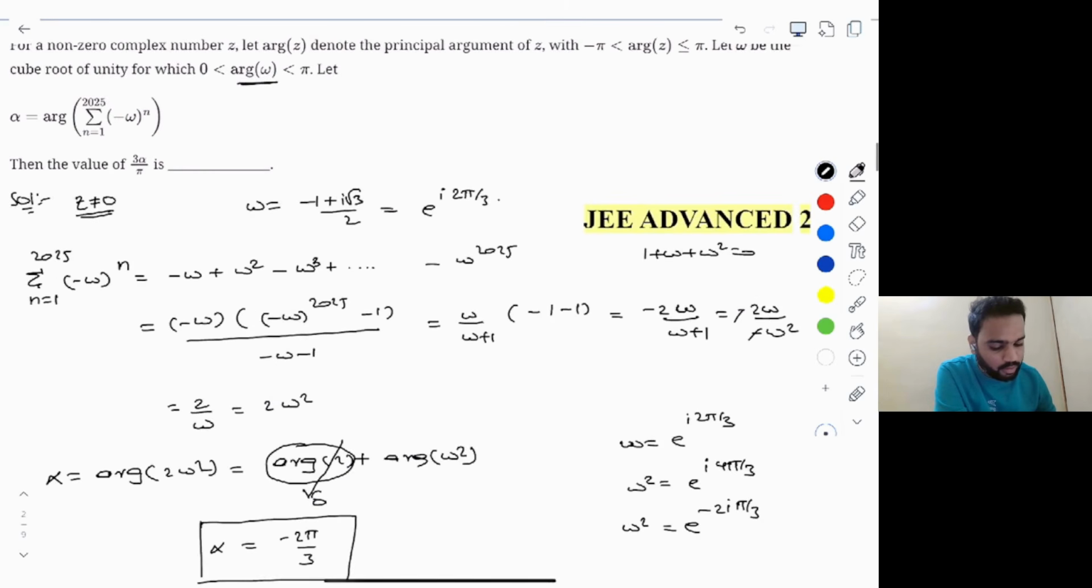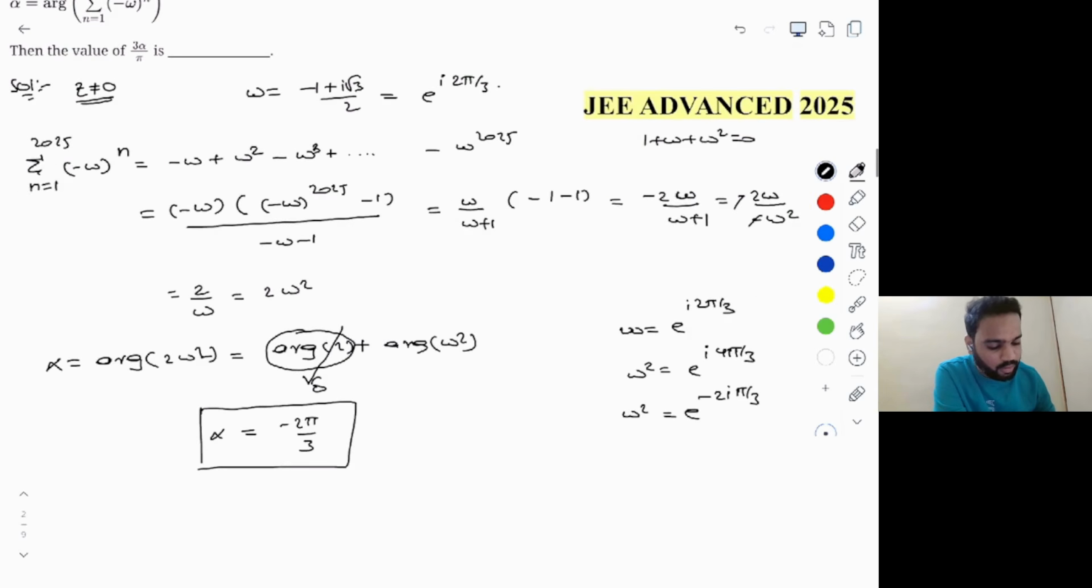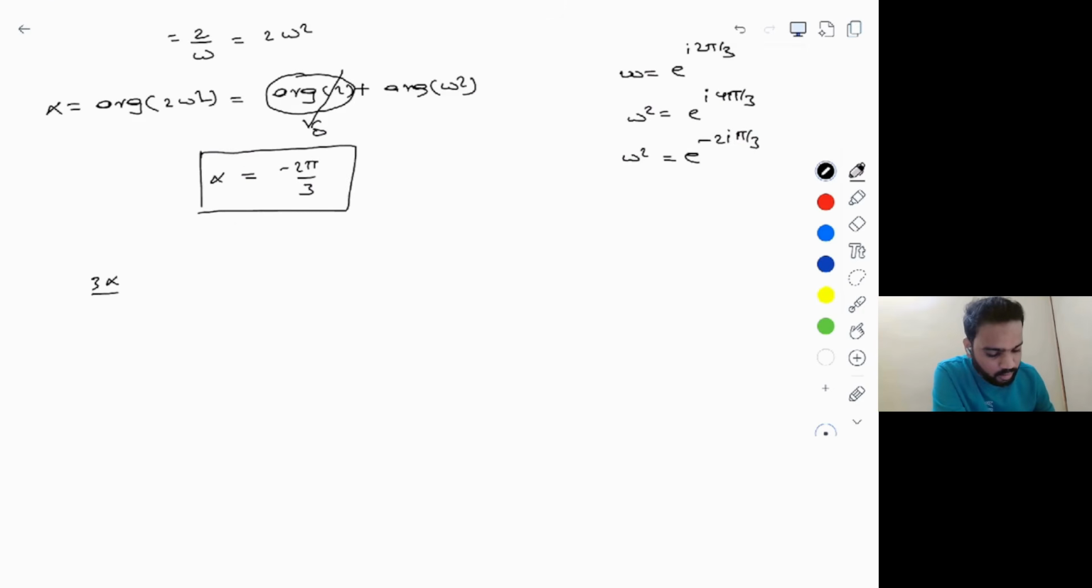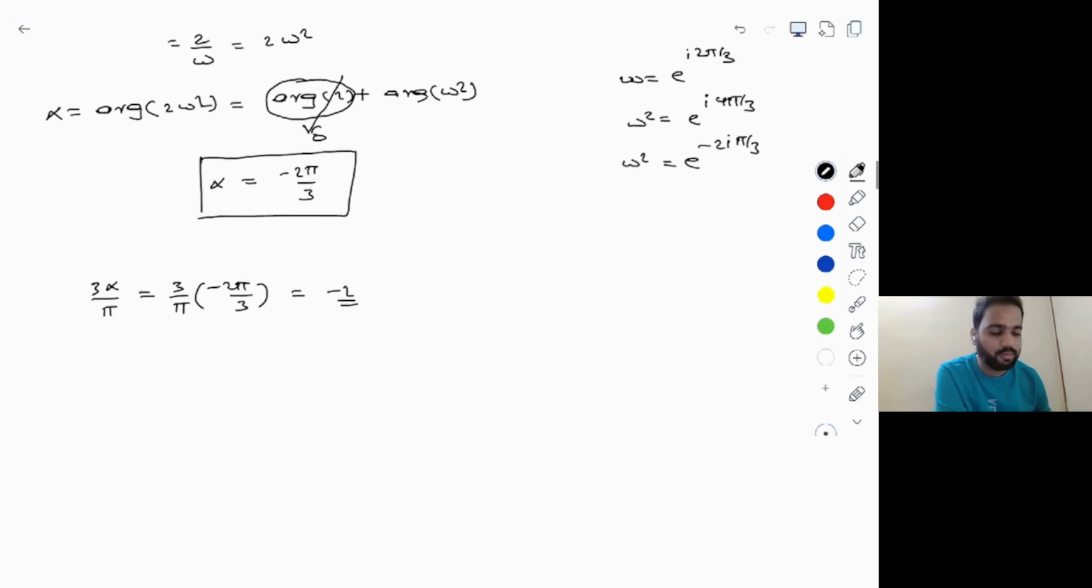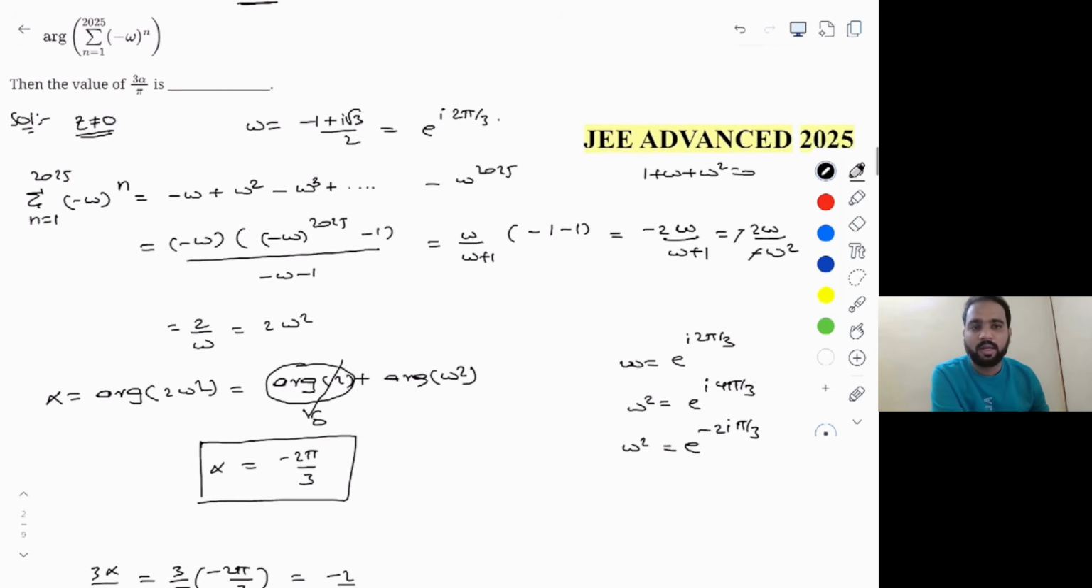So we get the value of alpha. Now let's look at the required part here, that is 3 alpha divided by pi. So 3 alpha divided by pi is equal to 3 by pi times the alpha value, minus 2 pi by 3. You can cancel out and the remaining value will be equal to minus 2. Okay. So the question is simple. It is involving the concept of geometric progressions and also cube roots of unity.